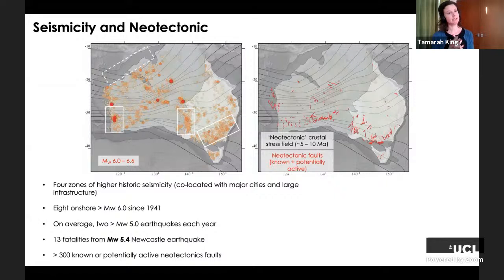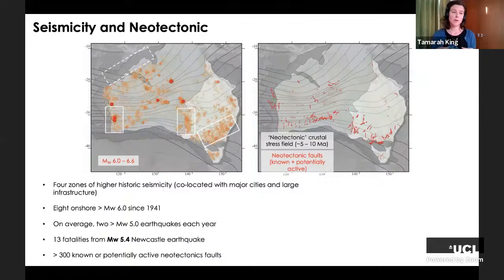I'm going to give you a very brief overview of the seismic tectonics of Australia because most people aren't familiar. Sorry if this is a little bit overwhelming. On the left-hand side, you can see seismicity in Australia. We have 4 regions of higher seismicity. 3 of them are co-located with our largest capital cities in Perth, Adelaide, Melbourne, Sydney, and Canberra, in those white boxes there. We've had 8 onshore magnitude 6 or above earthquakes since 1941. That's quite high relative to our tectonic location in an intraplate stable continental region.